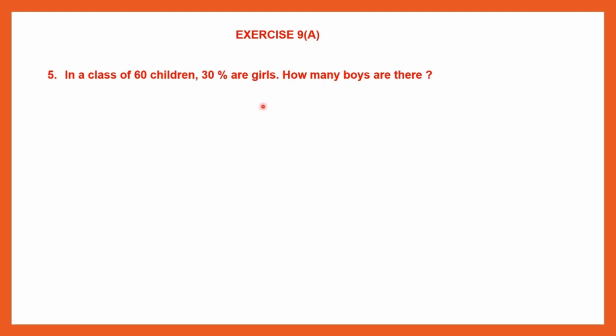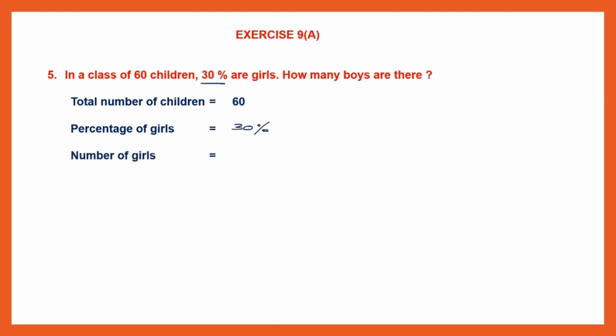Let's begin by writing what's given to us. Total number of children is given to us as 60. What else is given to us? Percentage of girls is given to us, and the percentage is given here, 30%. This is the percentage of girls. Now we have to find the number of girls. Now number of girls means percentage is 30. That means 30 by 100, 30 by 100 of the total number of children.